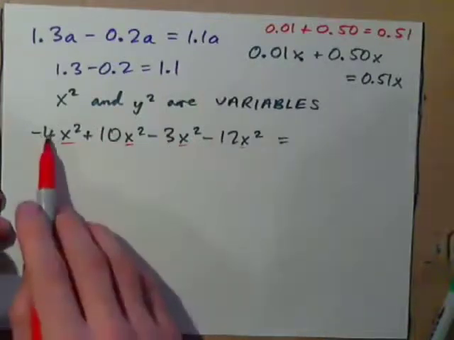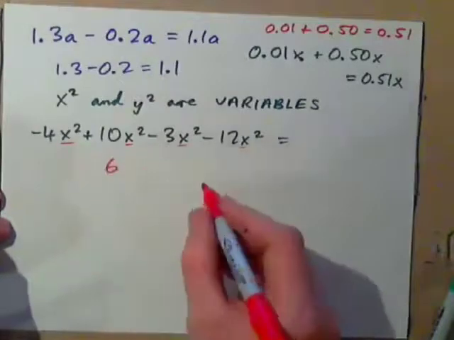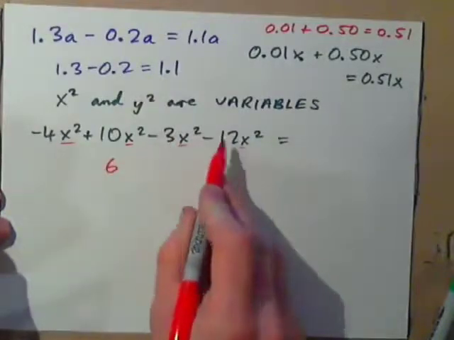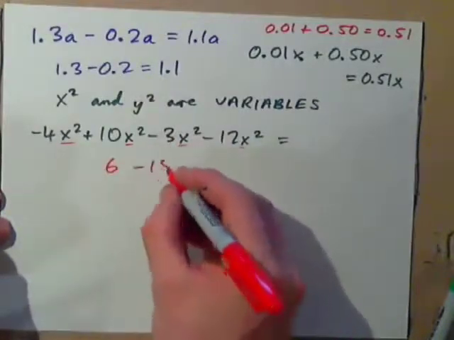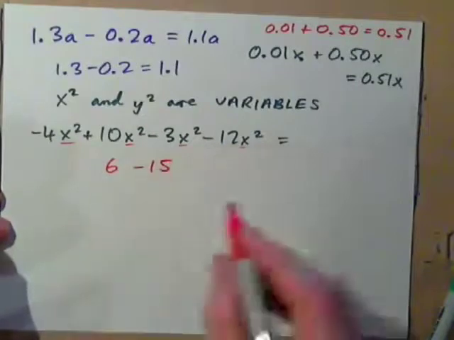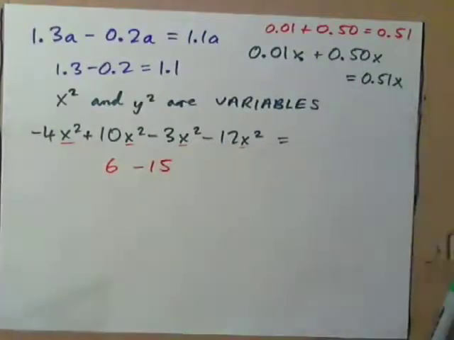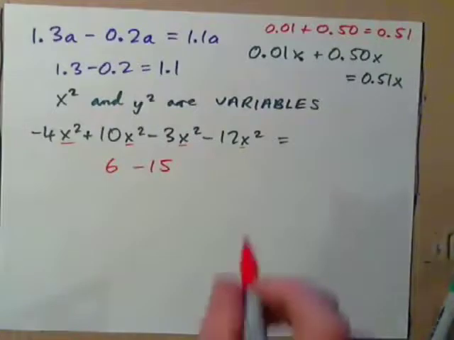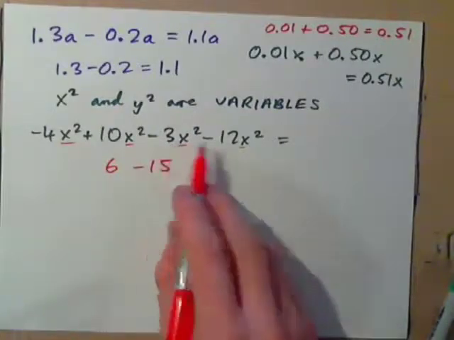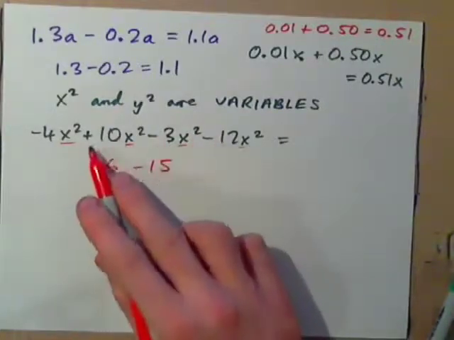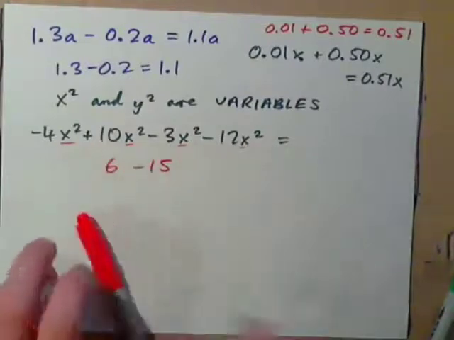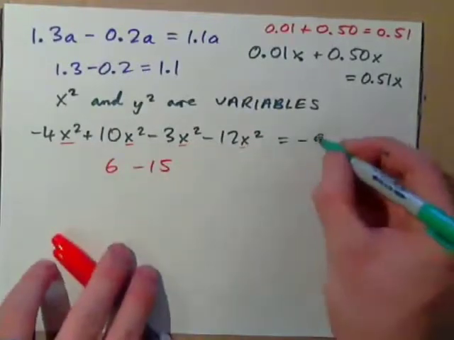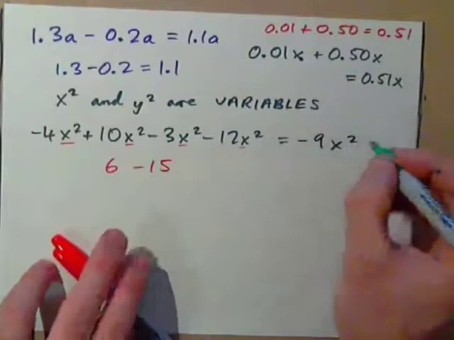Okay? So negative 4 and 10 makes positive 6. Negative 3 and negative 12 makes a negative 15. And positive 6 and negative 15 would be negative 9, wouldn't it? Let's double check. This is negative 15 and 10 makes negative 5 and negative 4. Okay. So that's negative 9x squared.